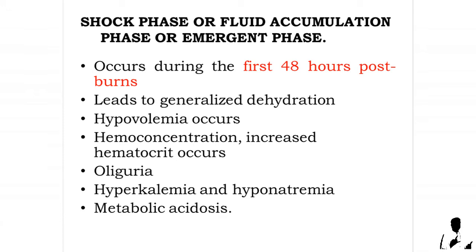Hypovolemia occurs due to plasma loss. This causes decreased cardiac output and fall of blood pressure. There is hemoconcentration and an increased hematocrit. Because plasma is lost into the interstitial compartment, there is oliguria. This is due to decreased renal tissue perfusion, decreased release of antidiuretic hormone and aldosterone. These are body's responses to hypovolemia. Hyperkalemia and hyponatremia also occur. This results from release of potassium from damaged cells. Sodium is trapped in the edema fluids, or in the interstitial compartment.